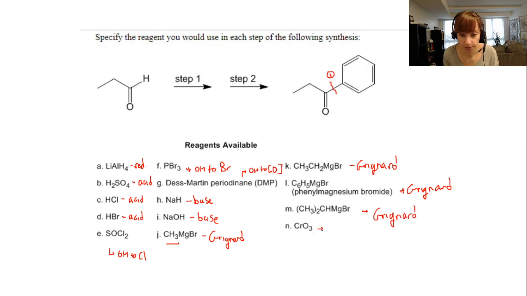And this is also an oxidizing reagent. But it would go from, say, alcohol to a carboxylic acid. It's a very strong oxidizing agent. So in this case, we decided that the first step was the addition of a phenyl group. So we're going to use phenyl magnesium bromide first. So that would give us this intermediate.